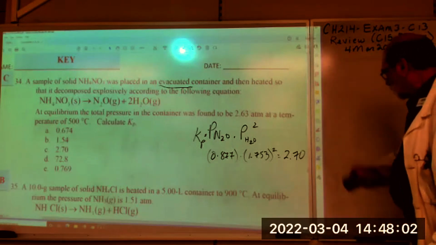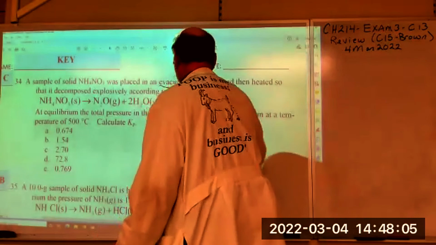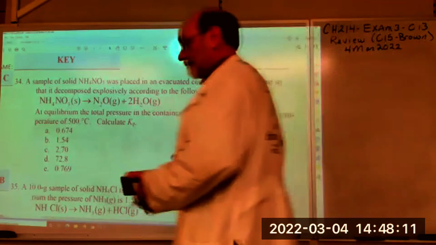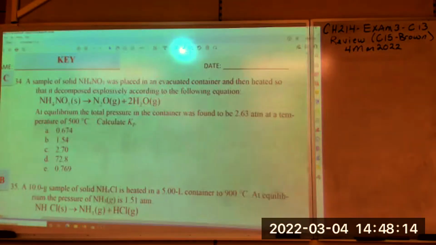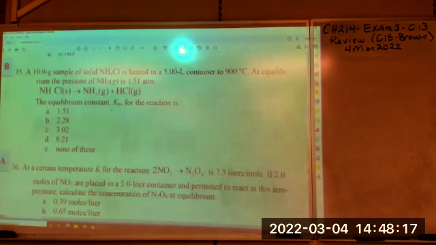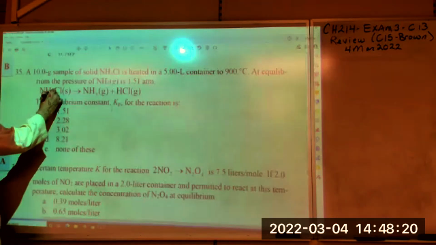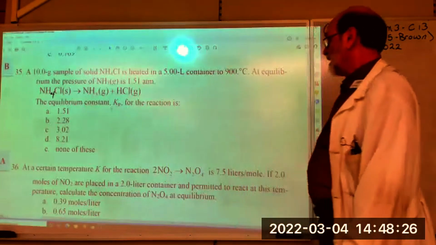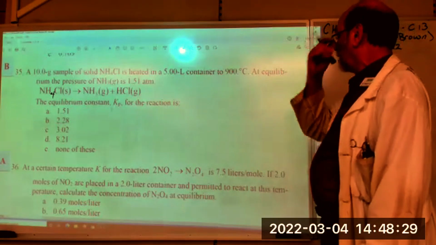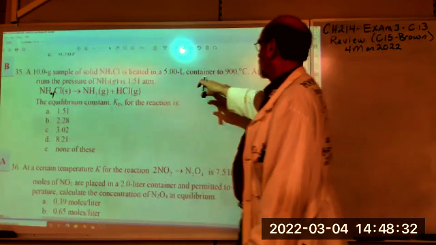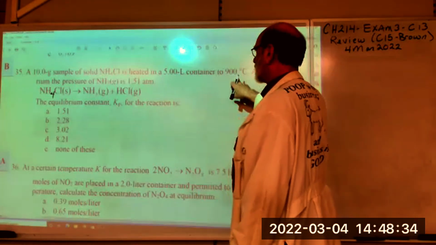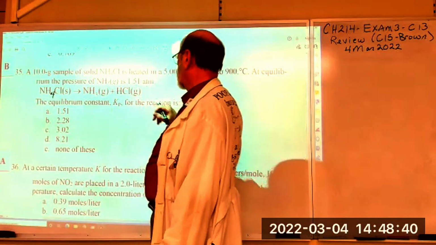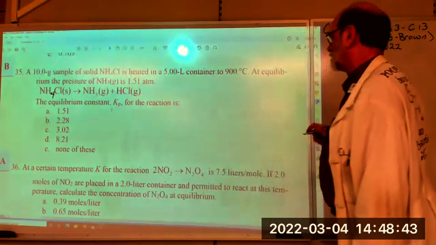Ice table comes to the rescue. It does tend to clarify things when you look at it in those terms. Let's see here. Oops, I'm missing a subscript. There. Ammonium chloride yields ammonia and hydrogen chloride gas. A 10-gram sample is heated in a 5-liter container to 900 C. The pressure of ammonia is 1.51 atmospheres. The equilibrium constant for the reaction is what?